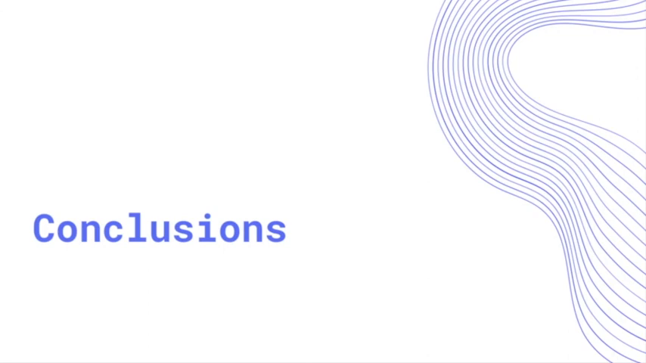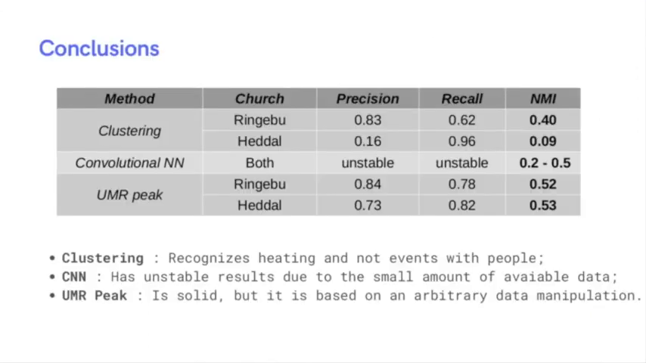So now let's go to the conclusions. Here there is a table with a recap of the performances of our methods and their limitations. So clustering recognizes heating and not events with people. The CNN has very unstable results because of the small amount of available data. And finally, the UMR Peak method is solid, allows us to find the days with wrong labels or with errors in the measurements, but it is based on an arbitrary data manipulation.